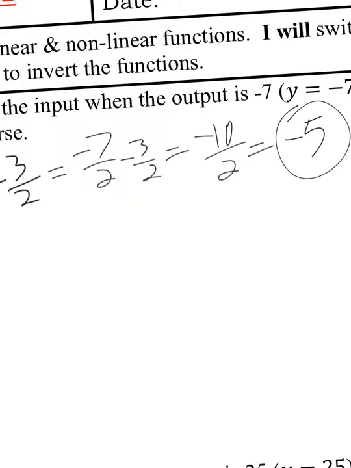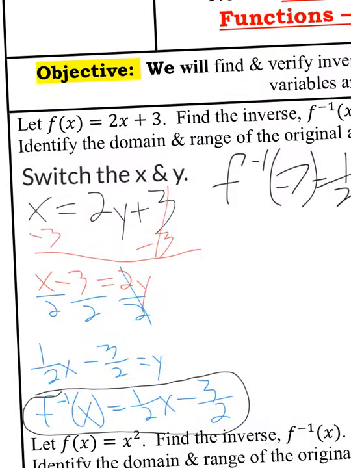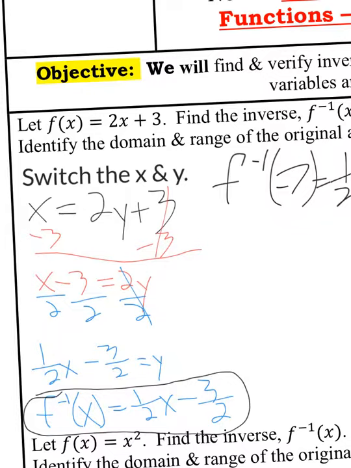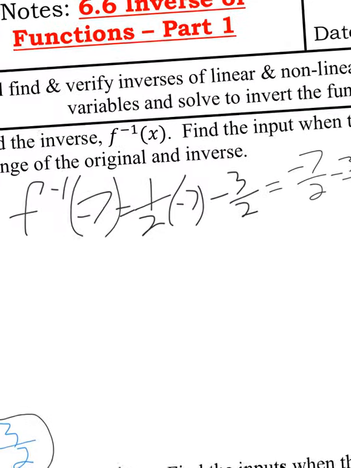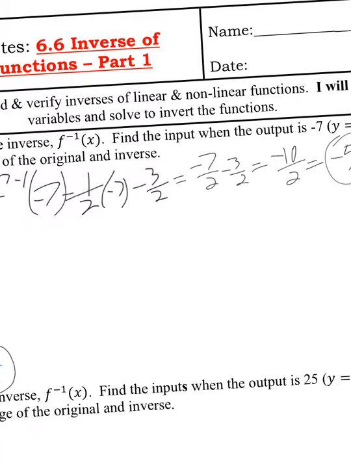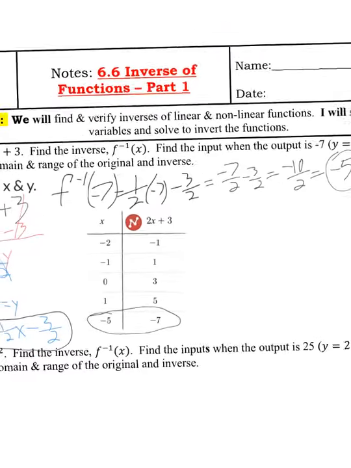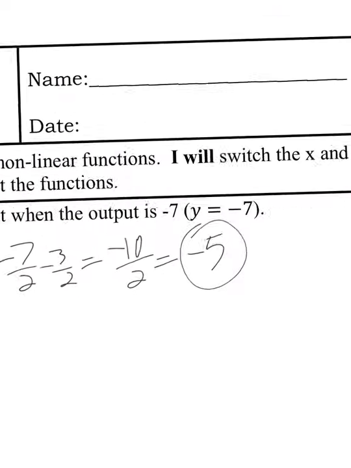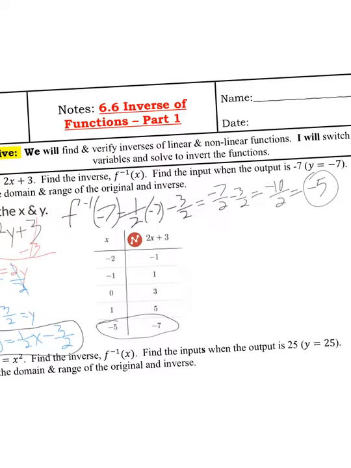Alright, so what that is saying is, if you look at the table for 2x plus 3, when you scroll to where x is negative 5, you should see negative 7 being the y value. In fact, here is the table of the original, and you can see when x is negative 5, y equals negative 7. So maybe it makes more sense now. See how it says y equals negative 7, but when you do the inverse, you plug it in for the x variable.